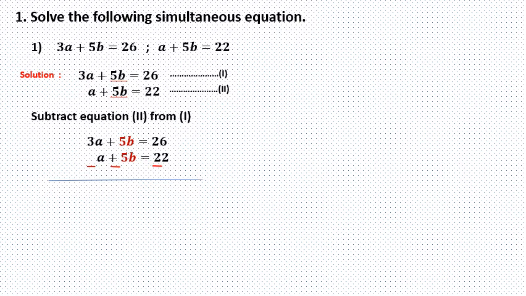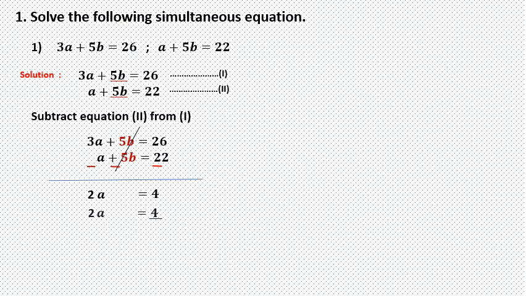Keep in mind, always, whenever you do the subtraction, the sign of the equation written below will be changed. If it is negative, it will become positive. If it is positive, it will become negative. So 5b minus 5b will become 0, so it will get cancelled. 3a minus a, 3a minus 1a, will become 2a, and 26 minus 22 will become 4.